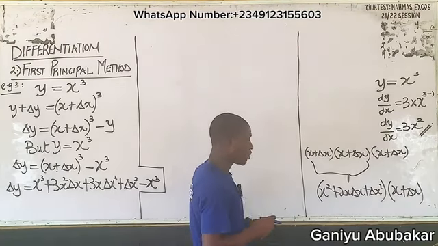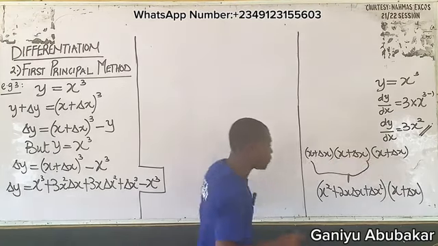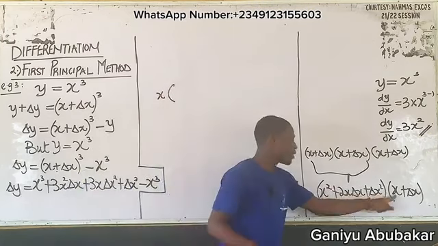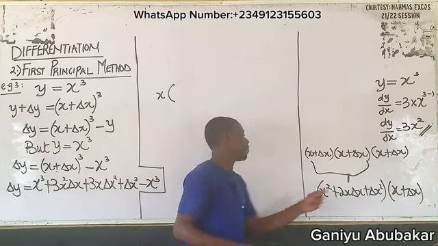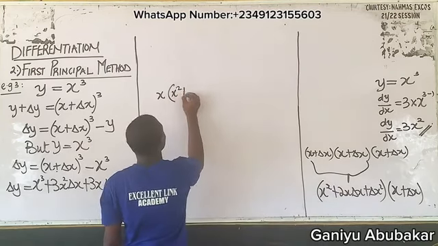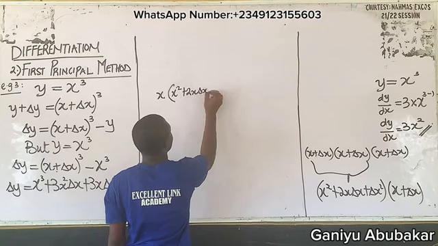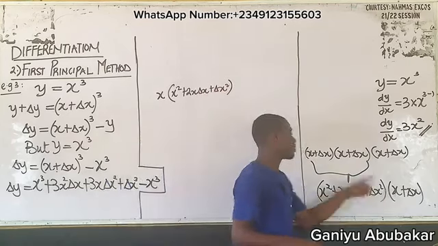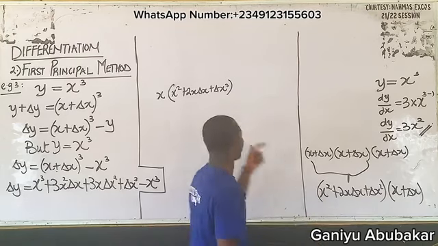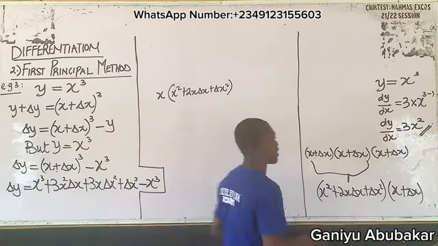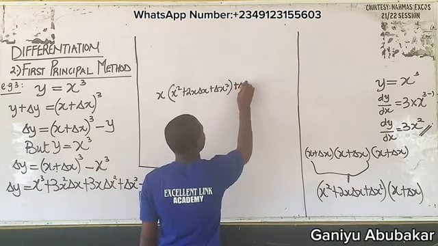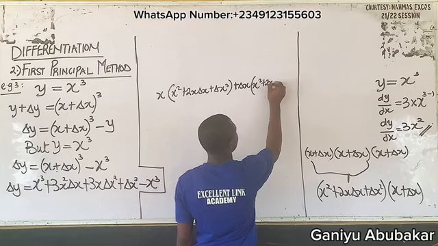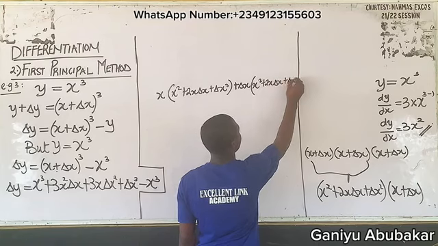What's the next task? I'll pick out this first x into everything here. That's x squared plus 2x change in x plus change in x squared. Then pick out the plus change in x into everything, and that becomes x squared plus 2x change in x plus change in x squared.